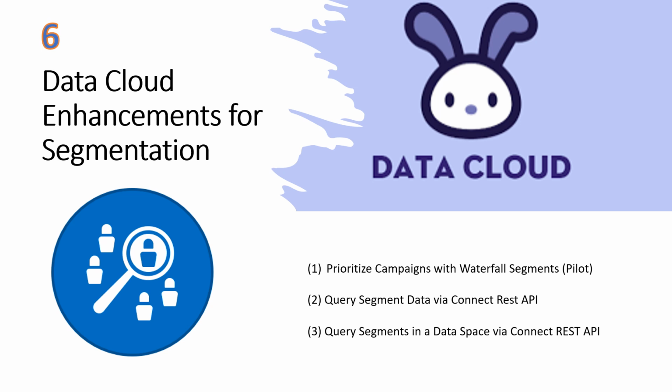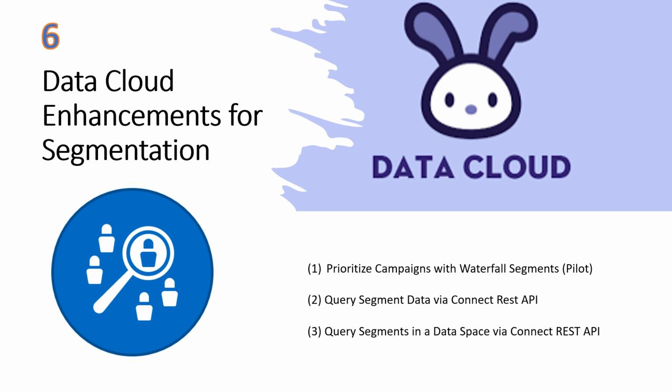Lots of Data Cloud enhancements for segmentation. First, when running a campaign with multiple offers, use a waterfall segment to create a hierarchical structure and prioritize your campaigns. For example, you have 4 different discounted offers, but you don't want a customer to receive more than one offer. Second, query segment members' latest and historical data with a GET request.